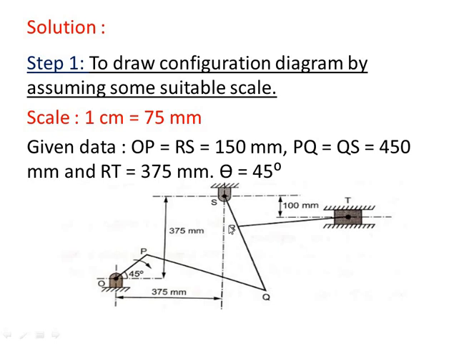So distance is given for RS equal to 150 mm, convert it into scale and measure from S, you will locate point R. Once you have point R, take distance in a compass equal to RT to make an arc on this horizontal line to get point T. At point T, draw the slider and join RT to get link RT. Likewise, we have to complete the configuration diagram with the given dimensions.